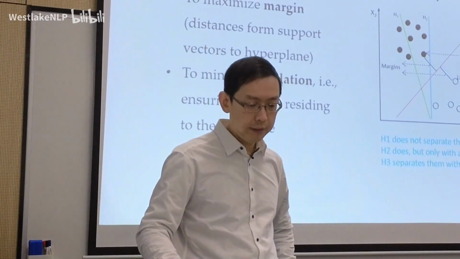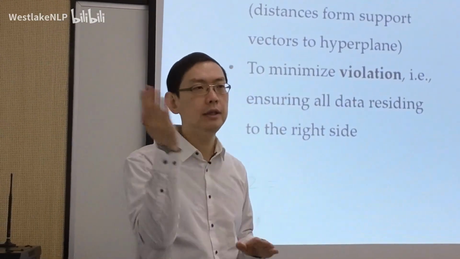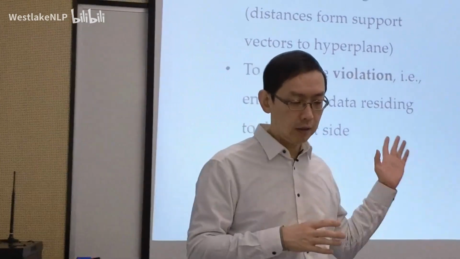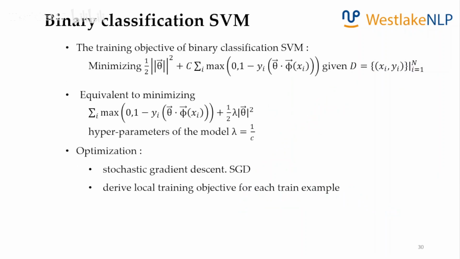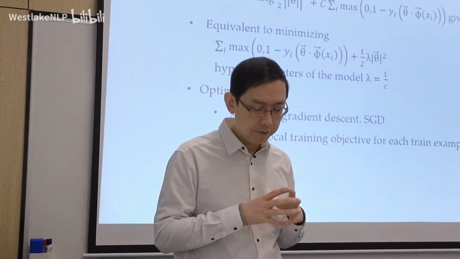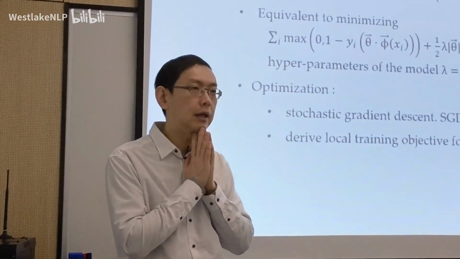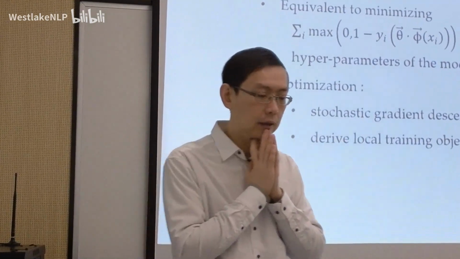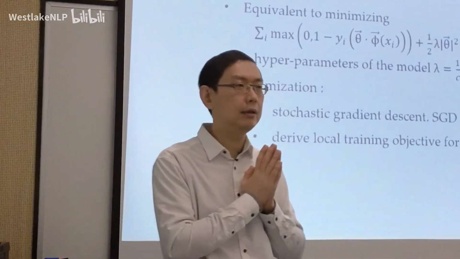And in order to integrate slack variables or violations, if your training instances are not completely linearly separable, then our training objective becomes like the next slide. So you minimize a half of theta squared. What is it? This is the distance between the support vectors and the hyperplane, right? Plus the sum of maximum 0 and 1 minus y times theta dot phi x. What is that? That is the slack variable. Due to time constraints, I didn't explain in detail to you, but I assume you read the textbook.